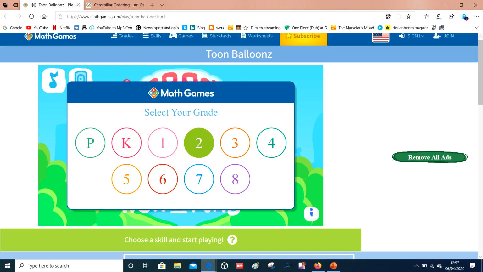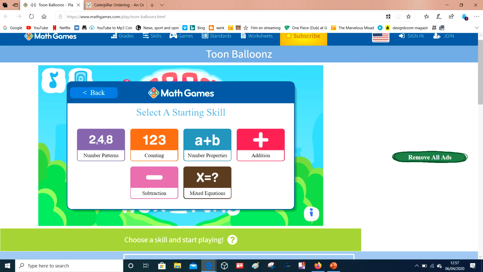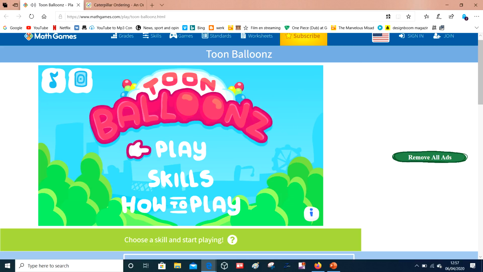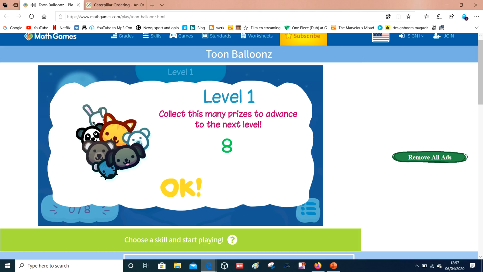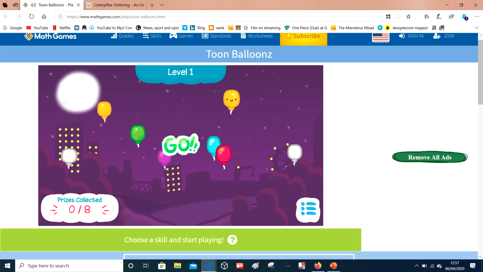Okay, so we are grade 2 and we're going to be looking at number patterns. But as you can see, if you want to explore some of these other areas, that's absolutely fine too. But let's click on number patterns for today. Right, so we're going to be collecting prizes to advance to the next level. We need to collect 8 today. So let's click OK. Are you ready?